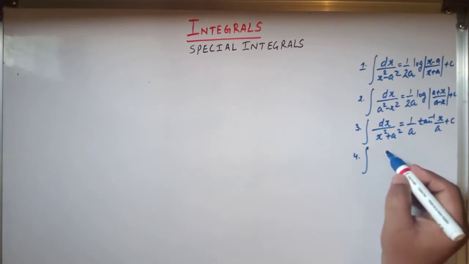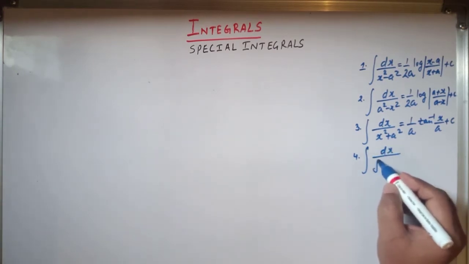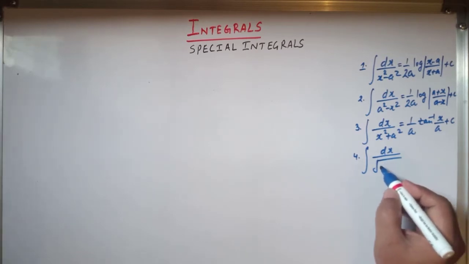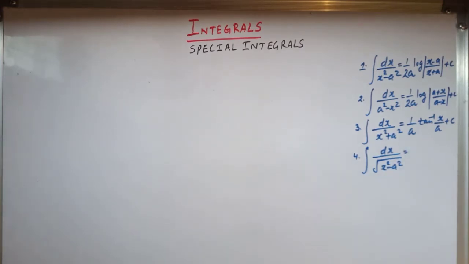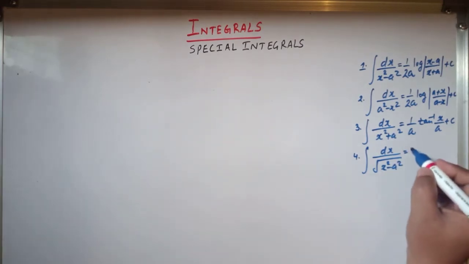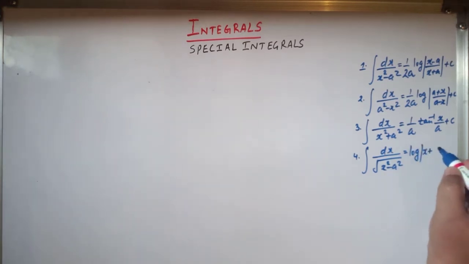if we have an integral 1 over square root of x square minus a square, then it is equal to log of x plus square root of x square minus a square plus c.